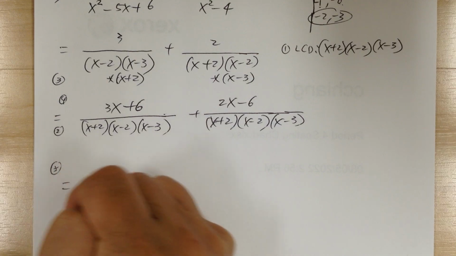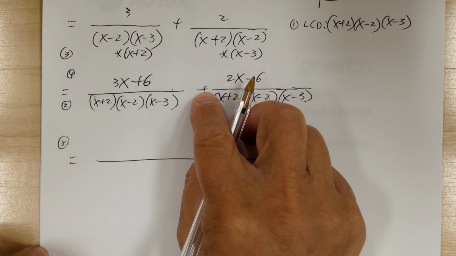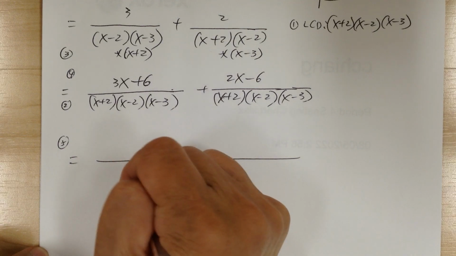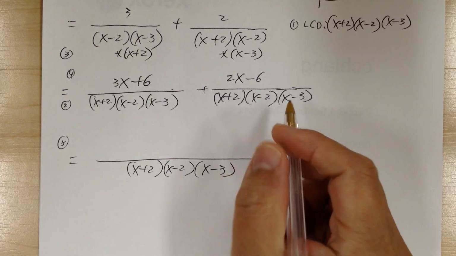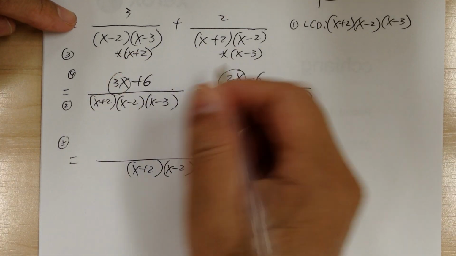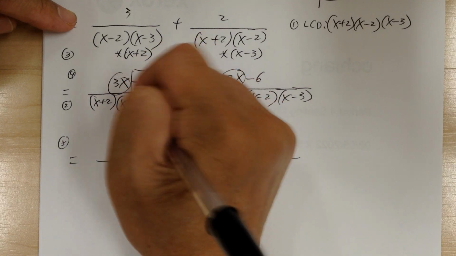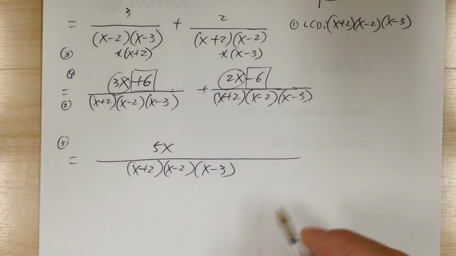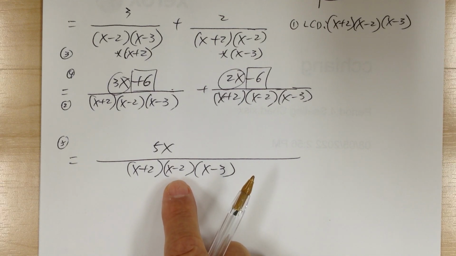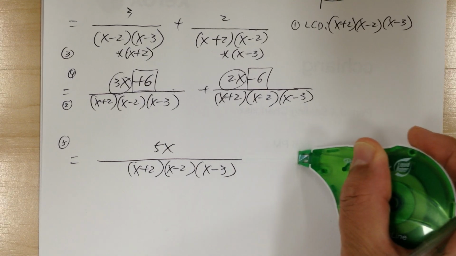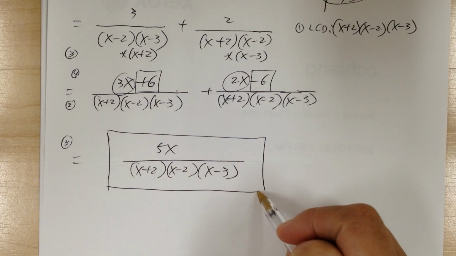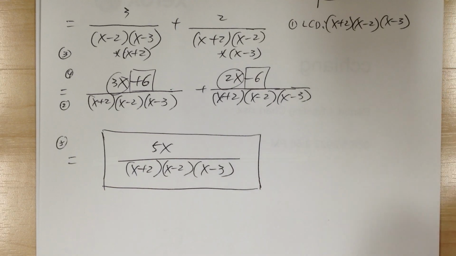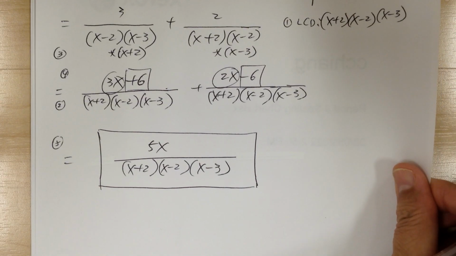Now step 5, addition is easy. You can just combine without an additional step. Combine the like terms: 3x and 2x give you 5x, and plus 6 minus 6 cancel out. You have to do the final check to see if anything is able to cancel, and there's nothing to cancel, so that would be your answer. You also have to check to see if you can factor and cancel. Okay, let's go to the next one.